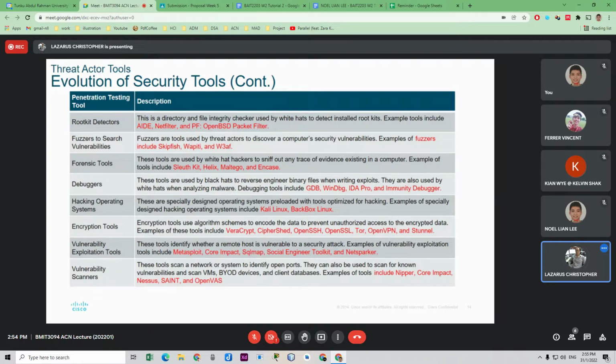Okay. They can scan for known vulnerabilities and scan VMs, bring your own device and client database. So Nipper, CoinPack, Nessus, Saint, and OpenVAS. So these are some security tools, right?